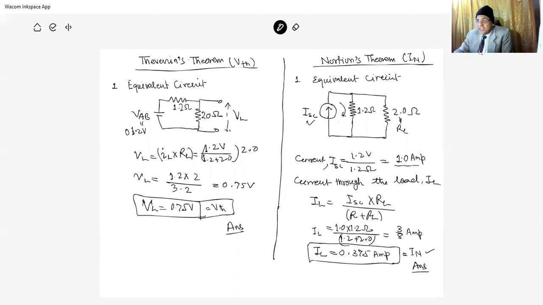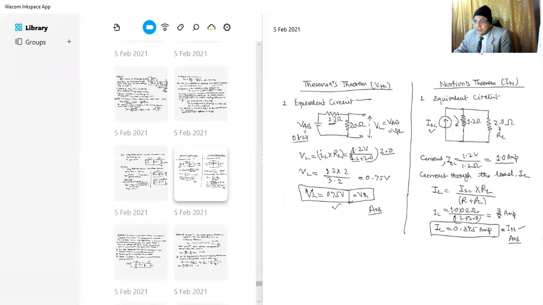Now in Thevenin's theorem, VTH is equivalent. The equivalent circuit is the potential that we have calculated, 1.2 volt, and the equivalent resistance is 1.2 ohm. So this current is 1.2 divided by 1.2 plus 2, and this one is multiplied by 2 ohm. So VL, that is VAB, and that is VTH. This can be represented by the same symbol, and this is 0.75. So the VL is 0.75 volt across the resistance in the circuit.